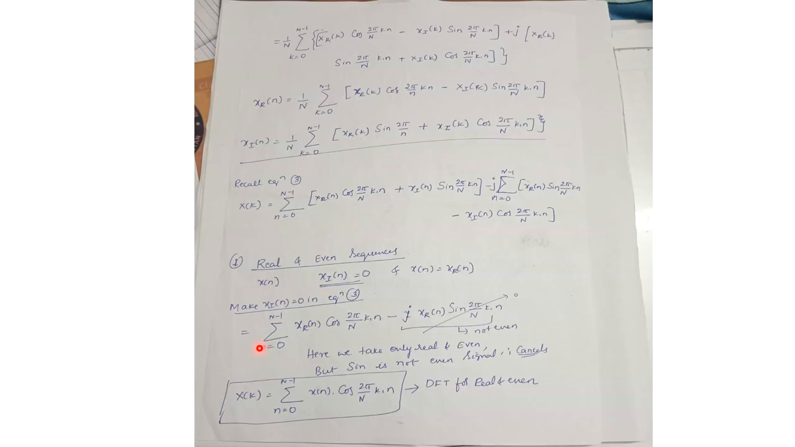So you will be having here, we take only real and even, but sine is not an even signal, so it cancels. Okay, so now we are left with X[k] equal to summation of n equals 0 to N minus 1 of x[n] into cos(2π/N kn). This is the DFT equation. This is the DFT for the real and even sequence.